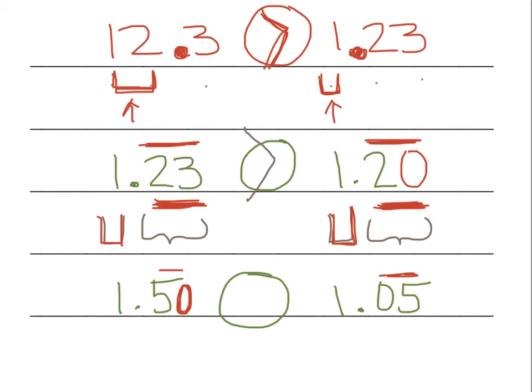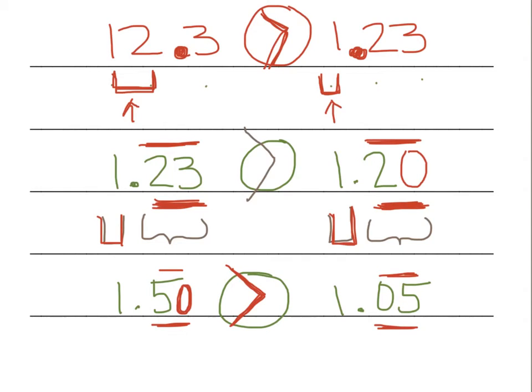Now, go ahead and put your comparison symbol in there. Well, you would ask yourself, what's bigger? 50 out of 100 or 5 out of 100? And hopefully you put this, because 50 out of 100 would be bigger.